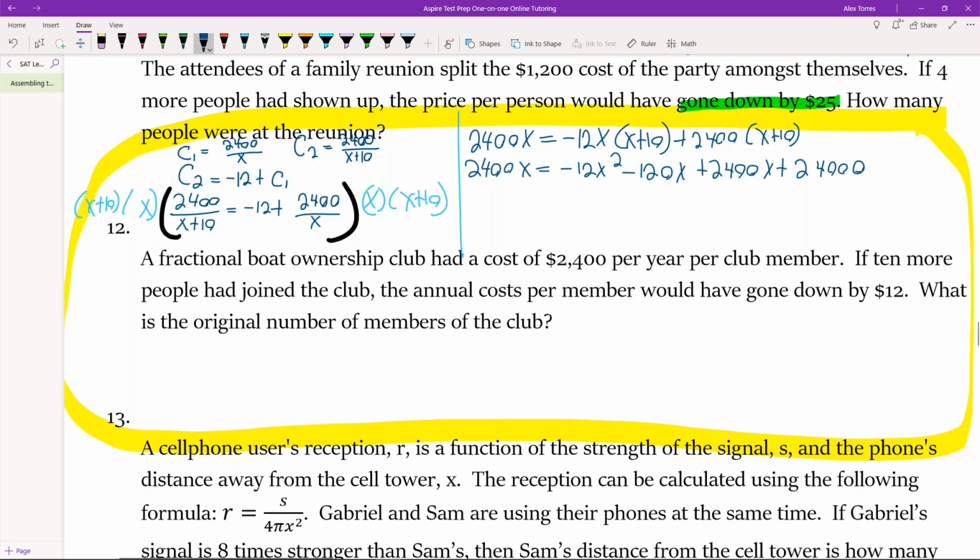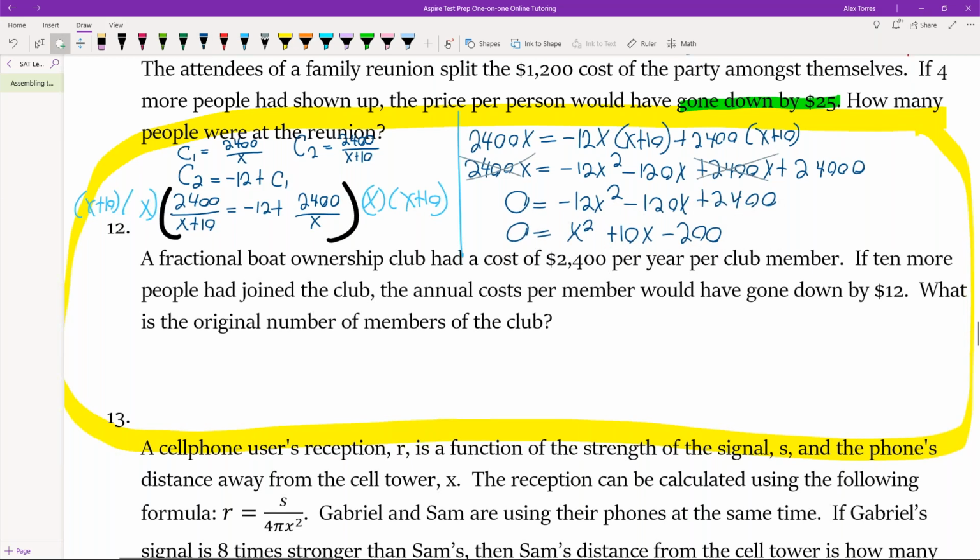24,000. And here you can subtract 2400x from both sides. It'll make it look a lot neater. And 0 equals negative 12x squared minus 120x plus 24,000. Dividing by negative 12 because it's a lot simpler if you have the x squared term as the positive one. So dividing by negative 12 on everything gives you x squared plus 10x minus 200.